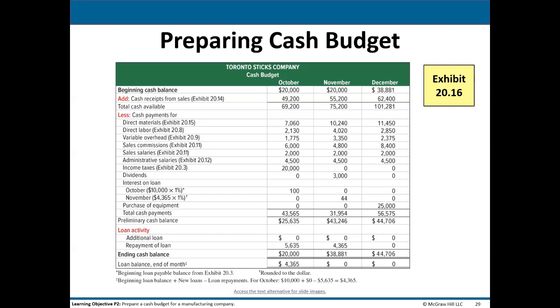The October 31st preliminary cash balance is $25,635. Now this is before any loan activity. This amount is more than the $20,000 minimum. So TSC uses the excess cash, $5,635, to pay off a portion of its loan. So looking at November, TSC's preliminary cash balance is $43,246, and its $23,246 excess is sufficient to pay off its entire loan balance.